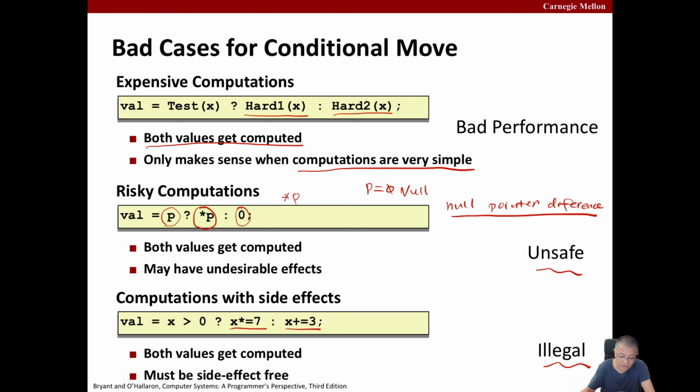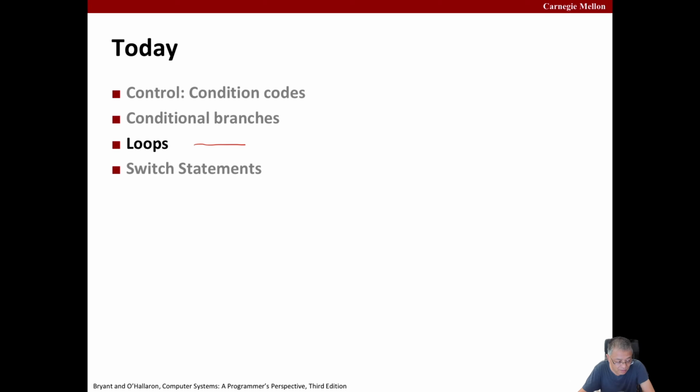Okay, next we're going to briefly look at how loops are converted by the compiler. Understanding how loops are converted by the compiler is very useful in reverse engineering. In reverse engineering, you are given the binary code, and you try to make sense of the structure of the original program.